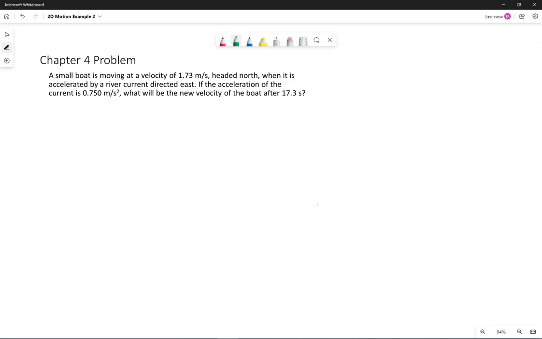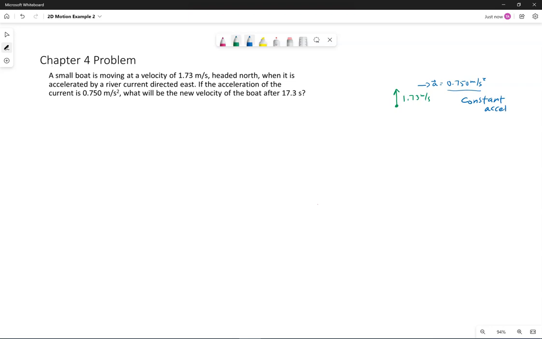Here's another example of two-dimensional motion. We have a small boat moving at a velocity. If I draw a rough sketch, I have our boat headed north at 1.73 meters per second. But now it is accelerated by a river current directed east. So there's an acceleration directed east of 0.75. This is constant. This is a number. There's no function of time.